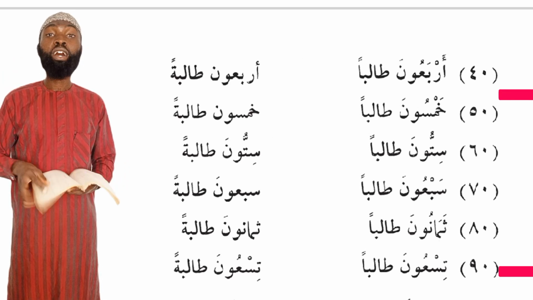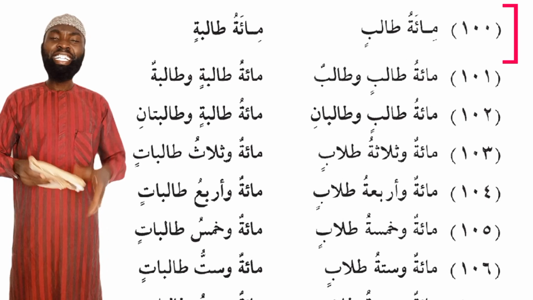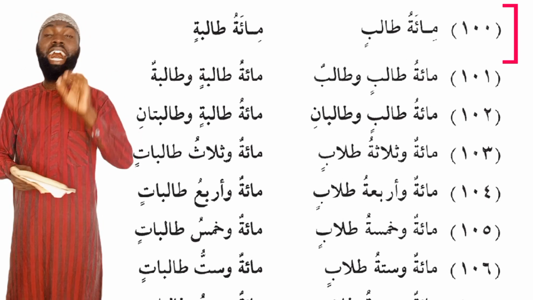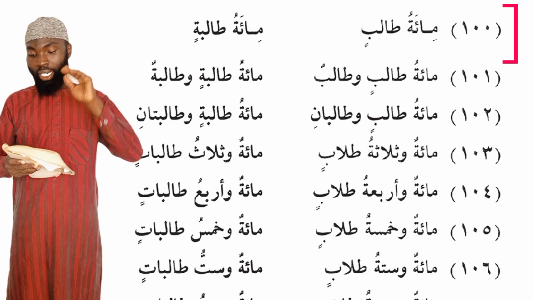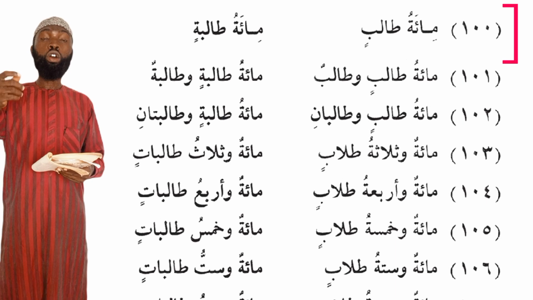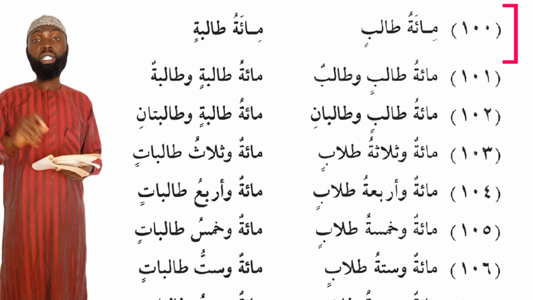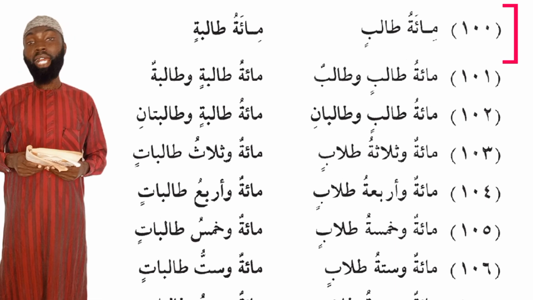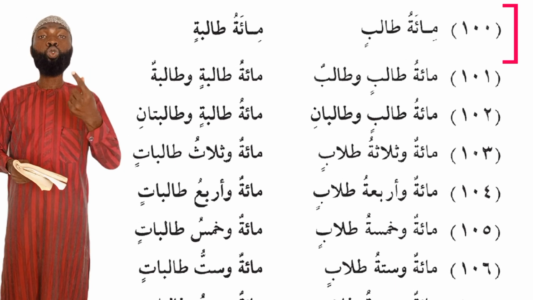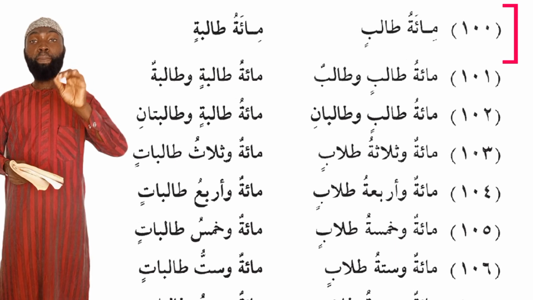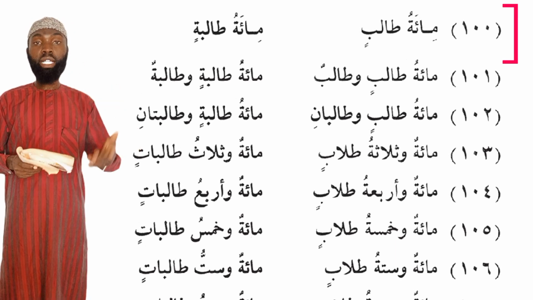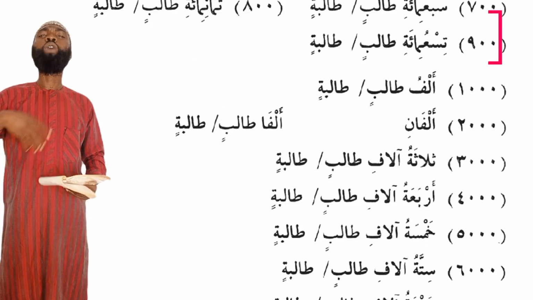Now we come to number 100. To count for number 100, it is very easy. What you are counting will not change it, because mi'ah is 100. So mi'atu is 100. If you have male students, you simply say mi'atu talibin. So the singular, mi'atu talibin. But when mi'ah comes, the next word will be coming as the mudafun ilayh. So it will be mi'atu talibin, 100 male students, mi'atu talibatin, 100 female students. So you understand?